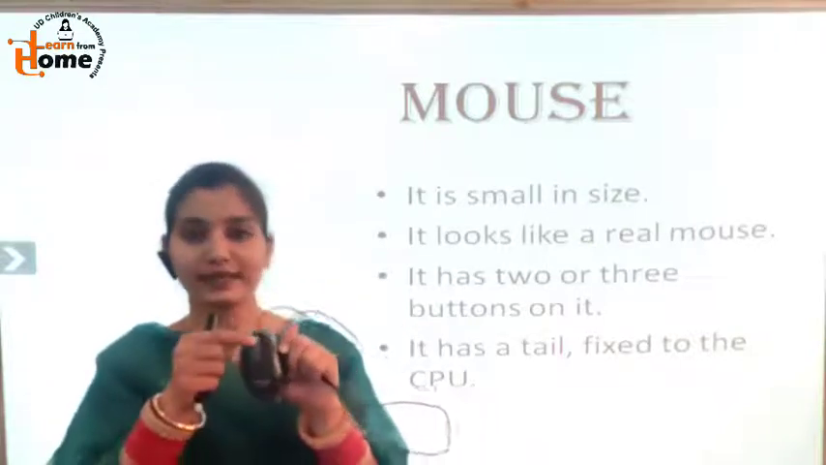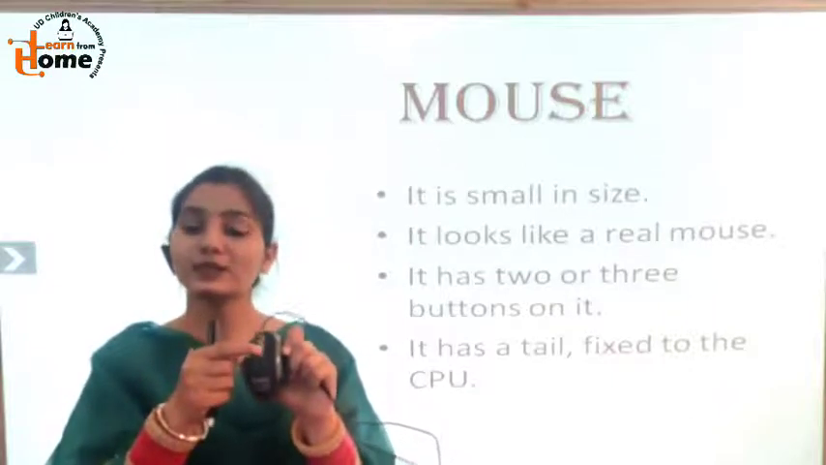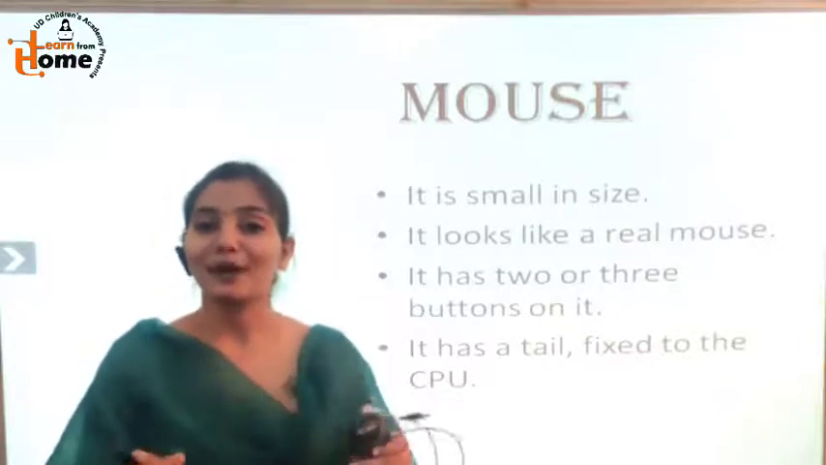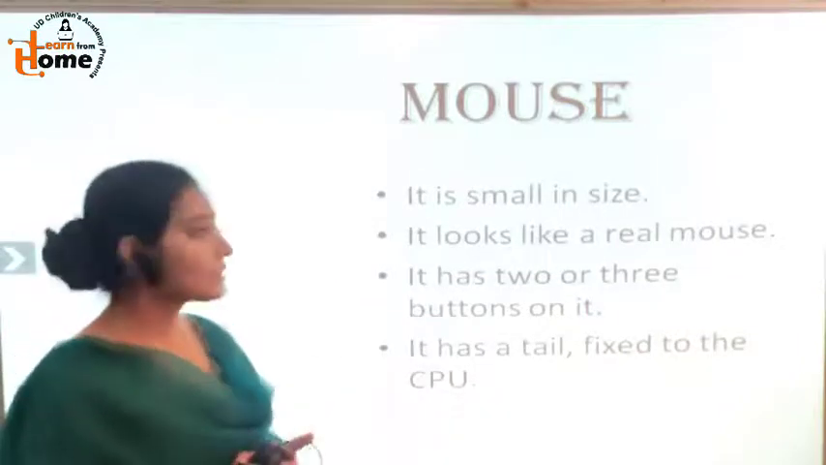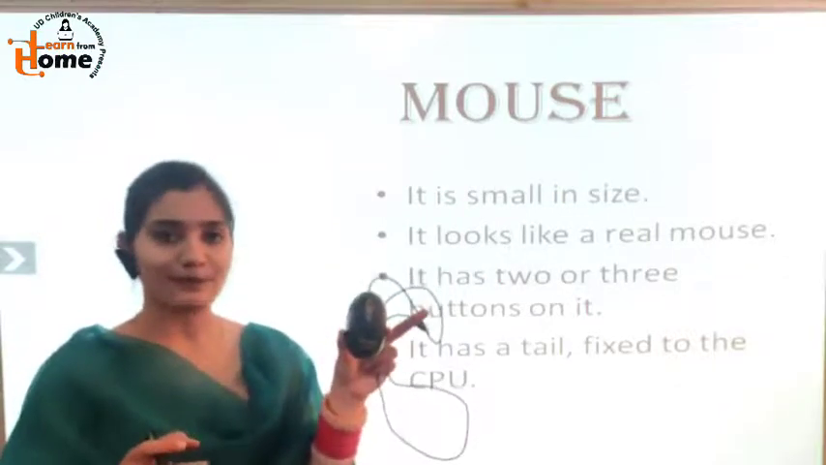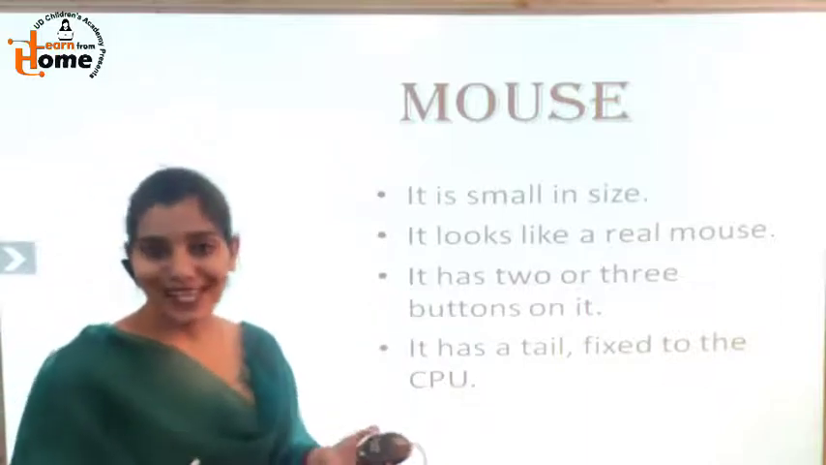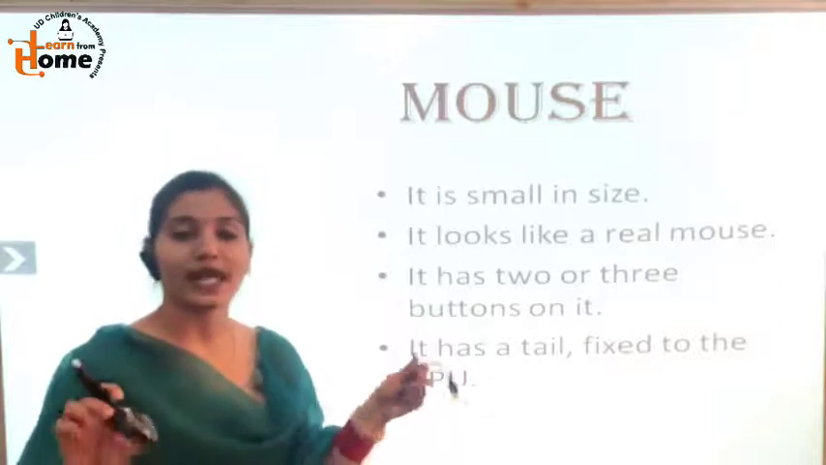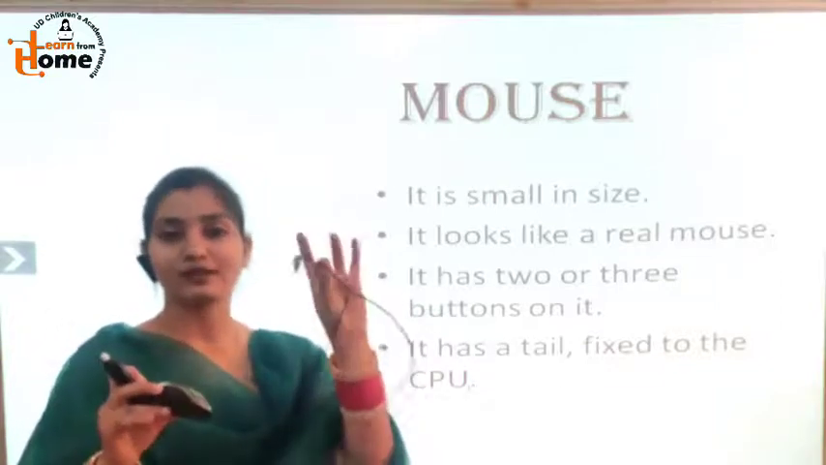And what is this? This is the scroll wheel, okay? This is the scroller. You can scroll it to move your pages up and down. Have you understood this about the mouse? It is small in size. You can see this is a small device, and it looks like a real mouse. Also, it has 2 or 3 buttons on it and has a tail that is attached to the computer. This wire is the tail, okay?